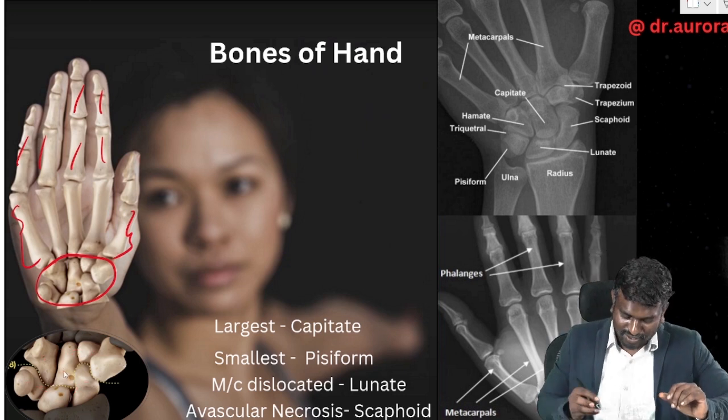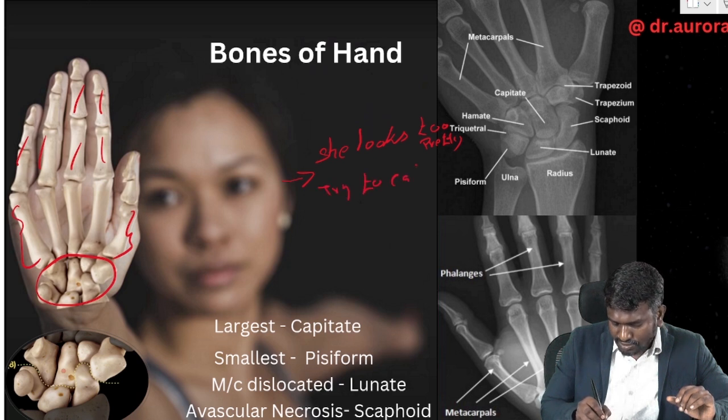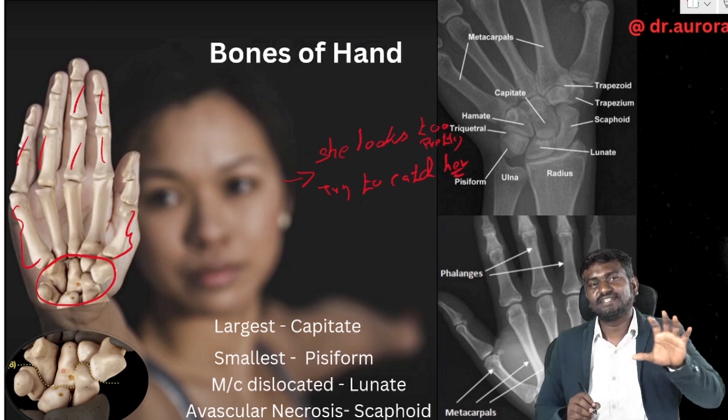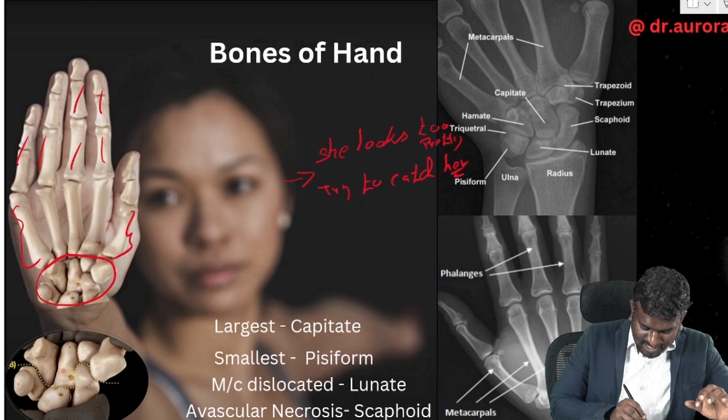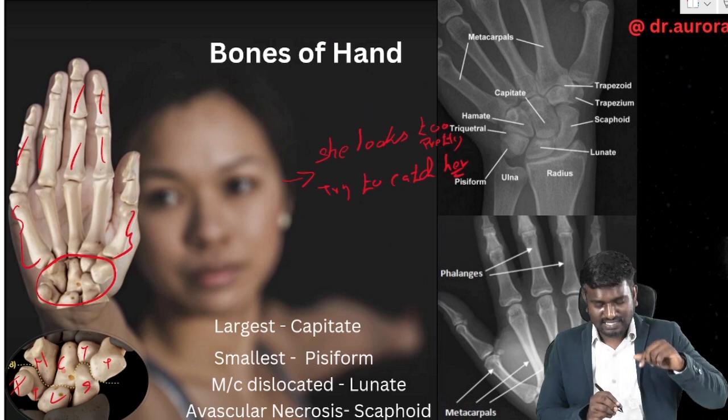Let's revise. The mnemonic called 'She looks too pretty, try to catch her', I think this is a favorite one for everybody. This is going to be scaphoid. This is going to be lunate, and this one is going to be what? Triquetral. This is going to be the pisiform. Next, we have the trapezium, trapezoid, capitate, and the hamate. Very important. Please revise these carpal bones.